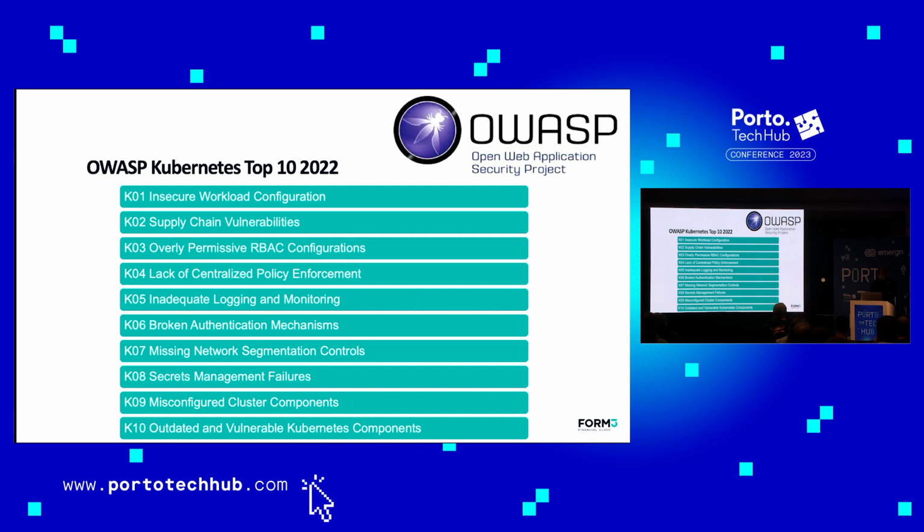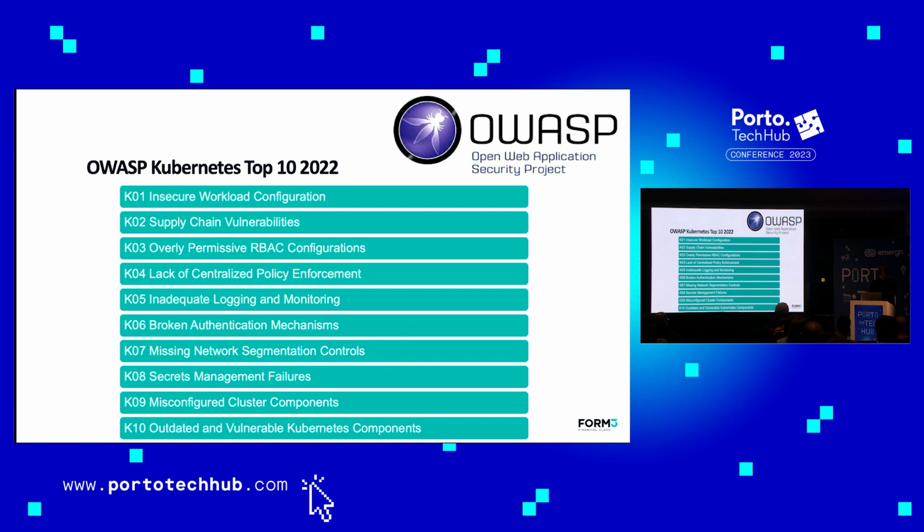Then what we are going to look at is also K7, missing network segmentation controls. As you probably know, Kubernetes exposes this flat network security model. So basically, each pod can communicate with any other pod by default. So again, if you have different workloads deployed into the same cluster, it exposes some sort of vulnerability because you can access resources which do not belong to your namespace, for example.